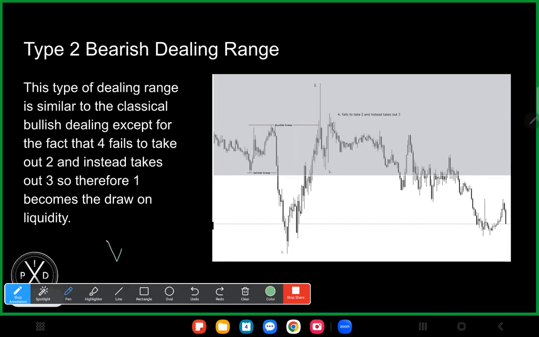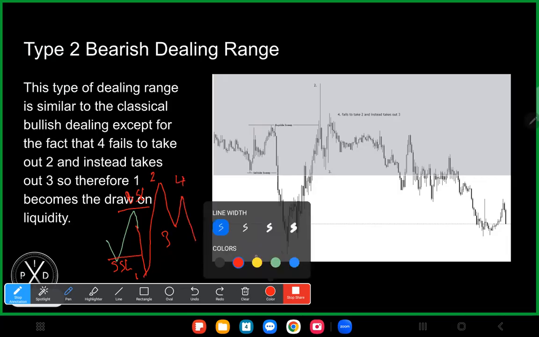So we have sell side liquidity, buy side liquidity, and then we have price comes down, takes out SSL, comes up, takes out buy side liquidity above that high, and then that gives us 3. And then typically we would anticipate for 4 to take out 2, which is here. But in this case, it fails. So 4 fails to take out 2 and instead takes out 3.